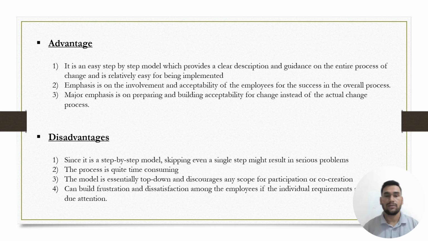Now let's discuss the disadvantages of Kotter's model. Since it is a step-by-step model, if we skip one process, then the result might be serious. The second one is that the process is quite time-consuming. The third one is that the model is essentially top-down and discourages the scope for participation or co-creation. The last one is that it can build frustration and dissatisfaction among the employees.